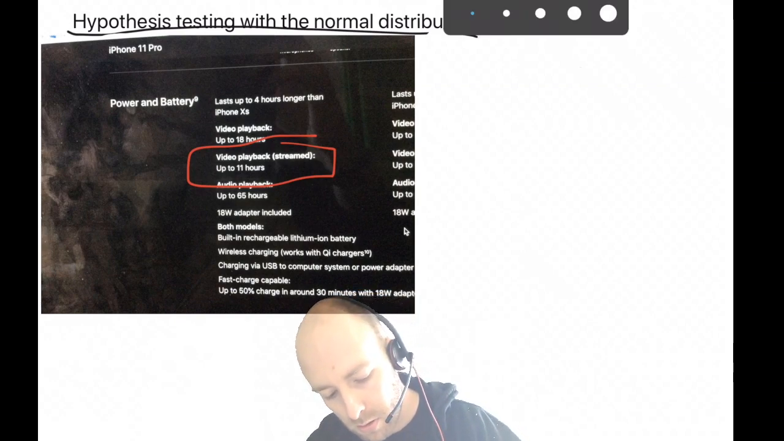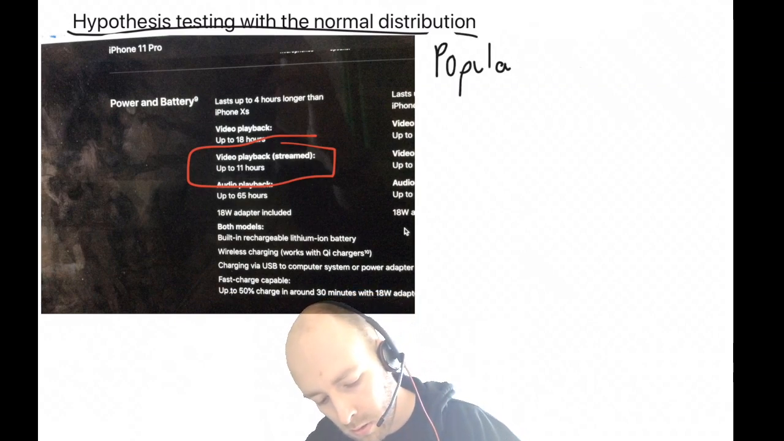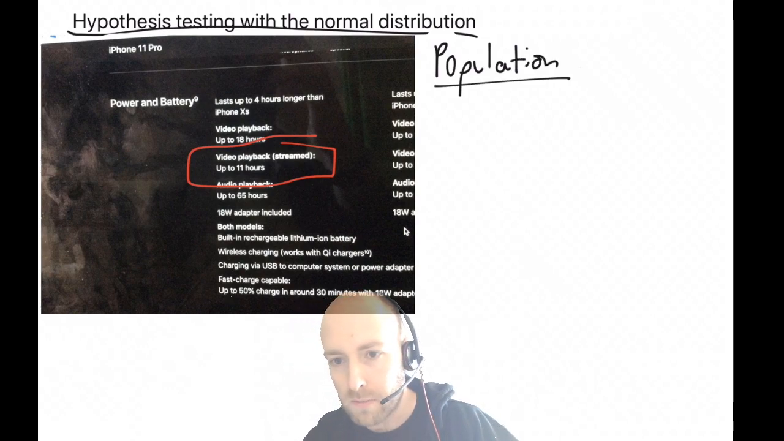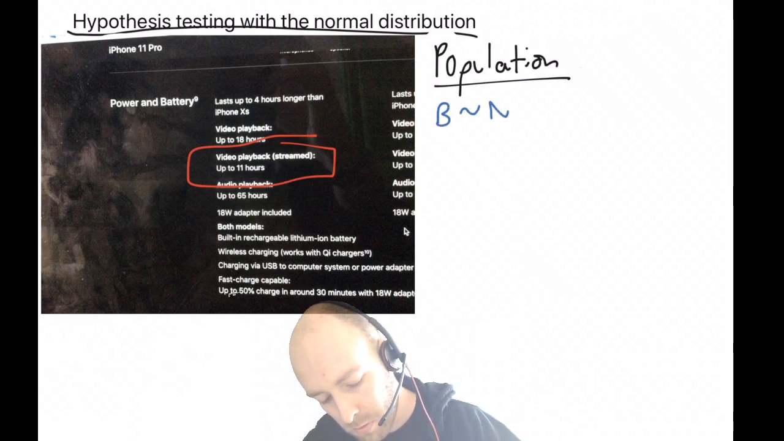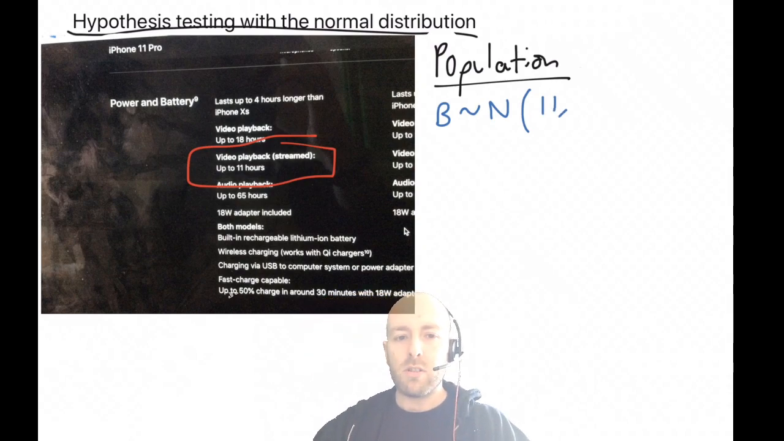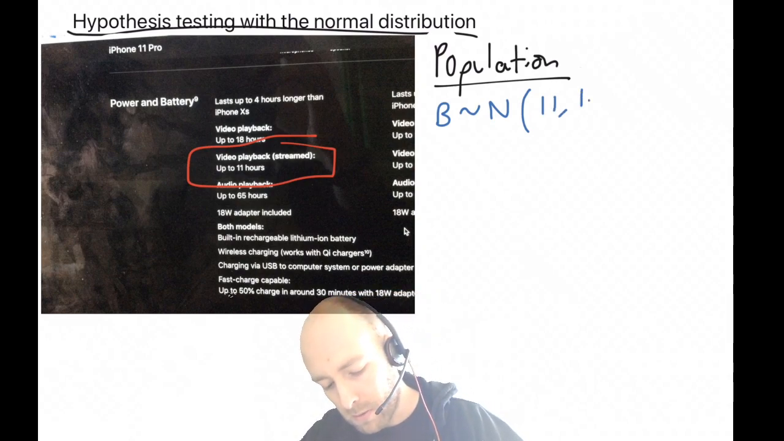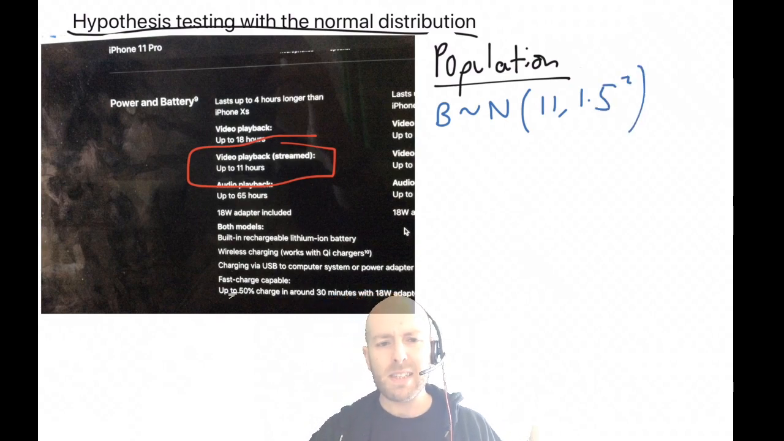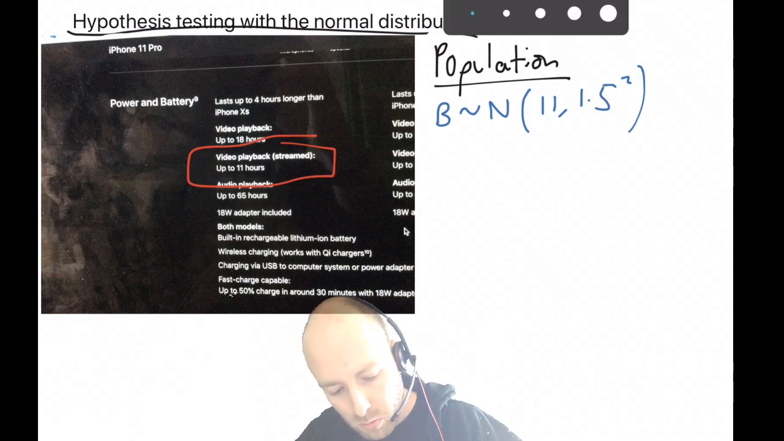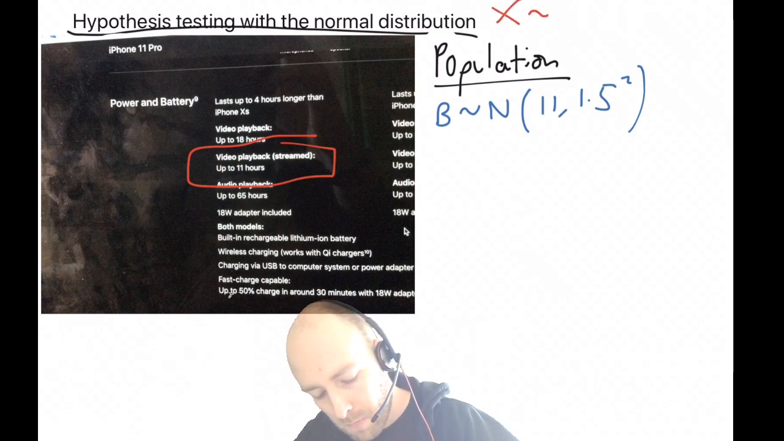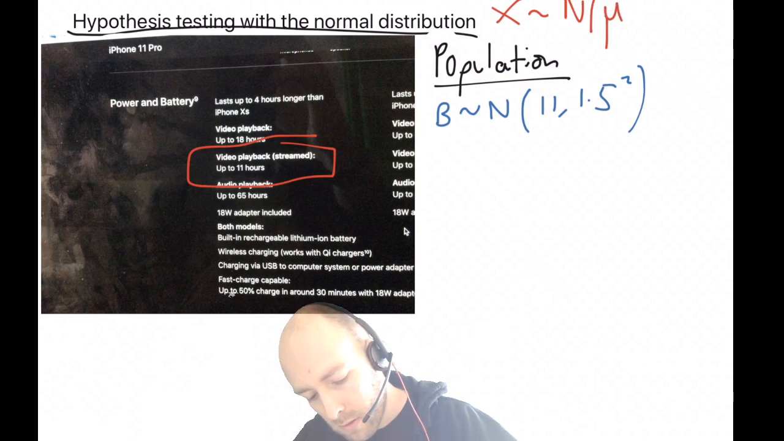So for my population, we'll use B for battery. The battery life is a normal distribution with a mean of 11 hours. And I had to make up a standard deviation. I reckon 1.5 hours standard deviation seems about fair. I'll let them have that 1.5 deviation from that mean. And just remember that B is normally distributed with mean mu and variance sigma squared.